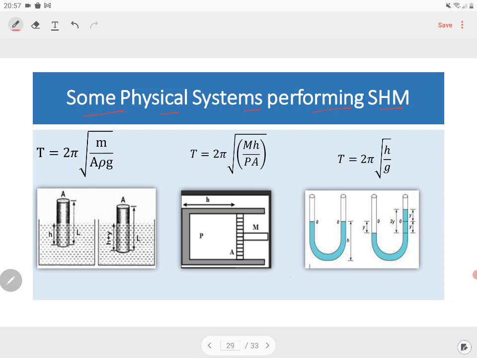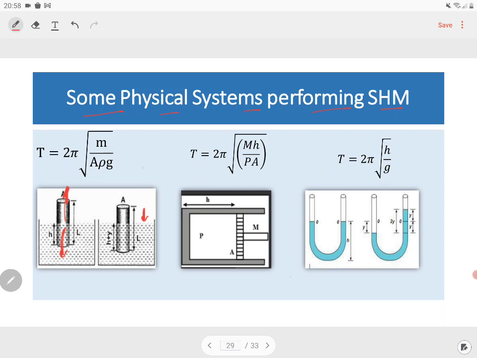Suppose you have a log of wood. You know that the log of wood will be floating in the liquid or in water. Some volume of the log of wood will be outside the liquid and some volume will be inside. So here the force of buoyancy balances mg. Now if we slightly depress the log of wood downward and release it, it will jump up and down and oscillate up and down. These oscillations will become SHM.